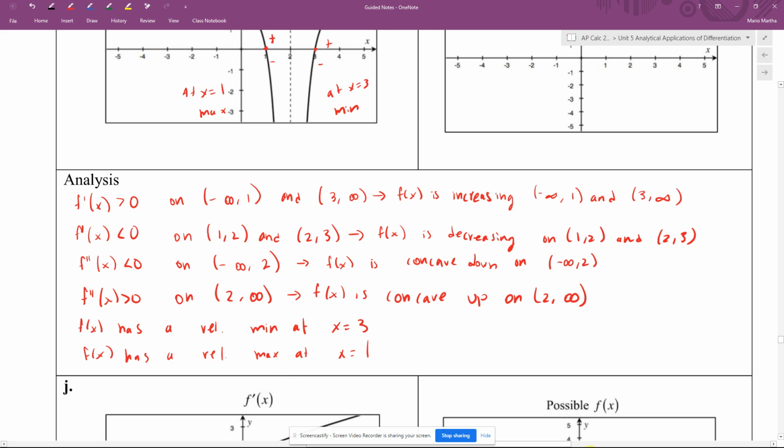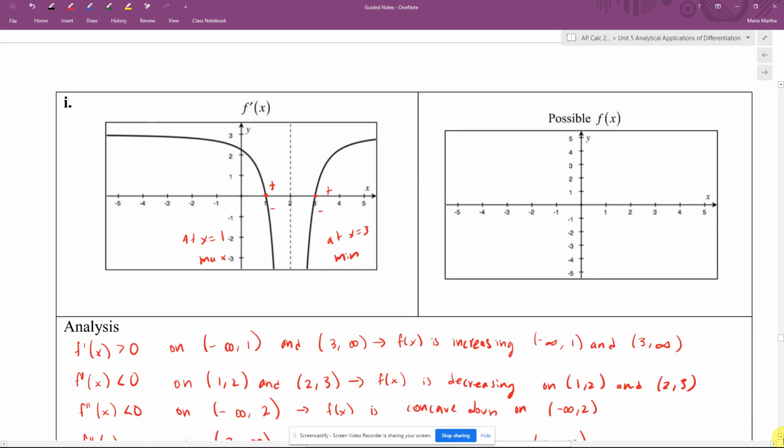So again, we're going to have another asymptote at x equals 2. The function is undefined for both of these right there. And then we have a minimum at x equals 3. Since we have a minimum at x equals 3, it might be somewhere up here. And then the other one's going to be at x equals 1. It might be somewhere down here.